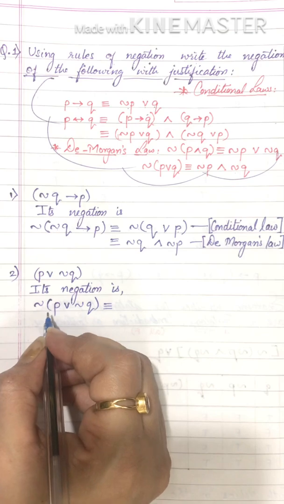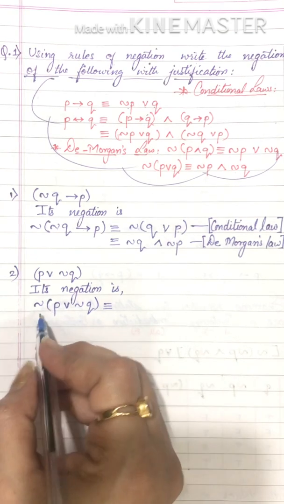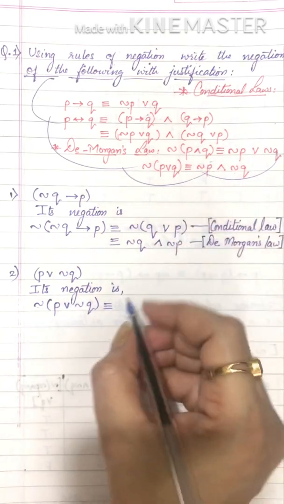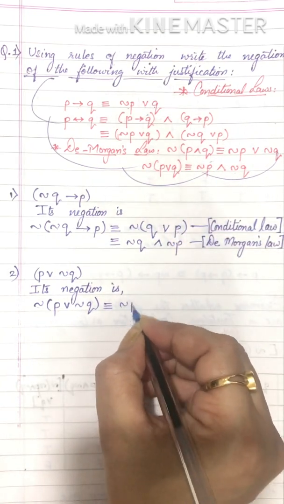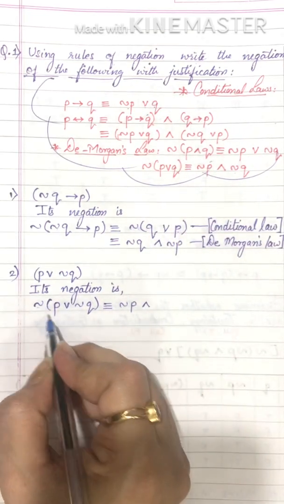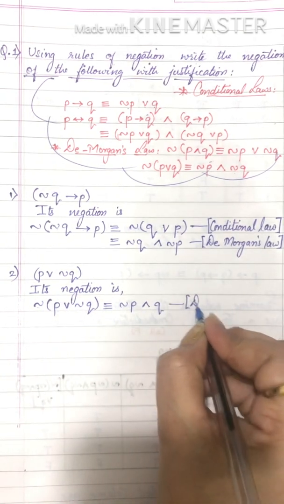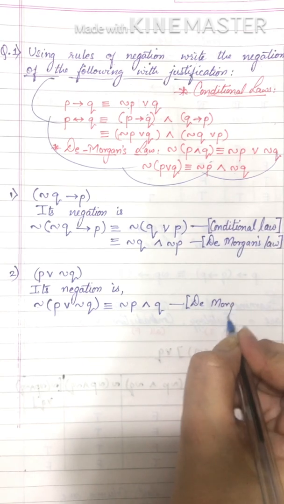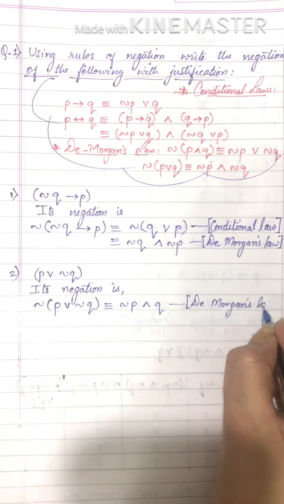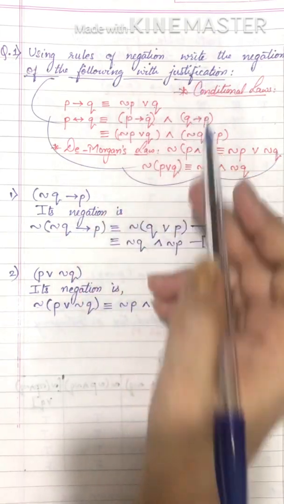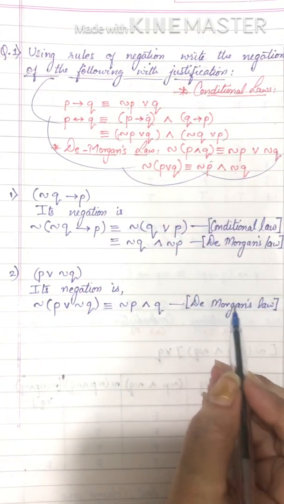Okay, so while solving this, what will we get? Negation of P or negation Q, we need to apply De Morgan's law. So I get negation P and negation of negation Q, that will give you Q. Do not forget to write the reason, because they have clearly asked to write the negation of the statements with justification. So this will be our justification.